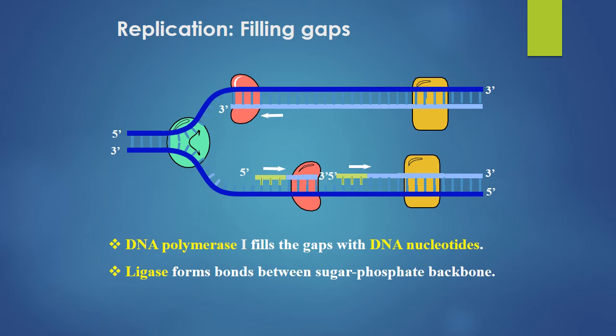now fills the nicks of the sugar phosphate backbone to form a continuous new strand. So it combines those gaps formed during the synthesis process, because remember, the Okazaki fragments form short fragments, or consist of short strands. So these strands are then sealed together using the ligase enzyme to form a continuous strand.